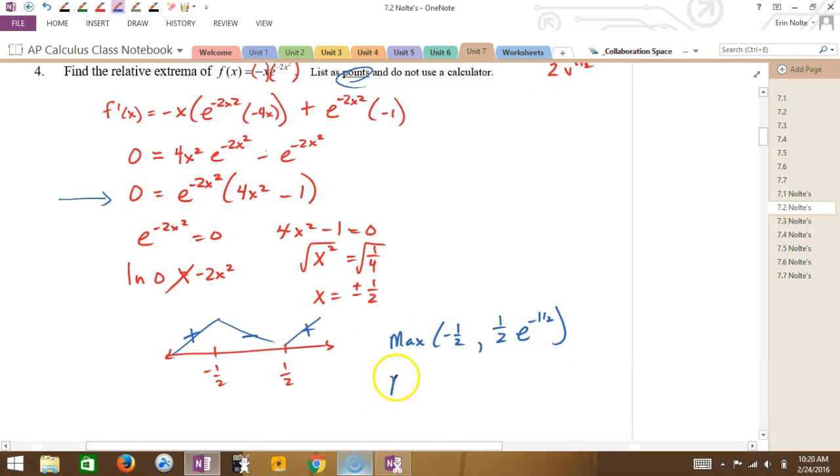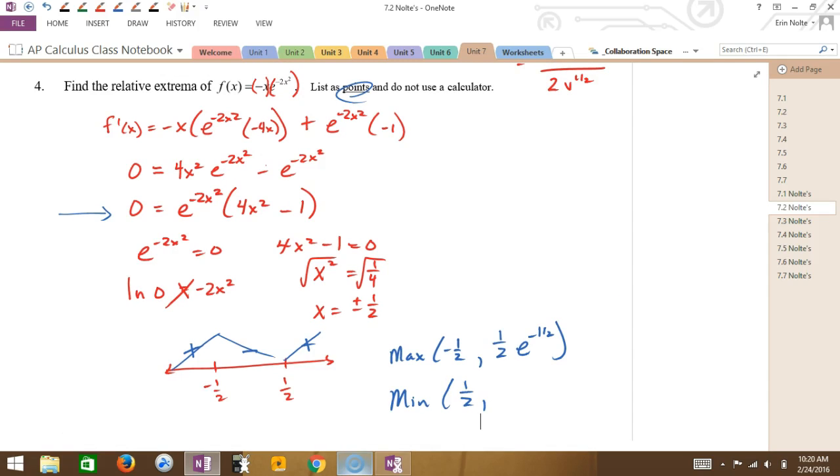Let's not get too carried away. And then the minimum, yep, into the original. So the minimum x value is +1/2. If we plug in +1/2, we'll get -1/2 e to the negative 1/2 again. We'll just leave it like that.